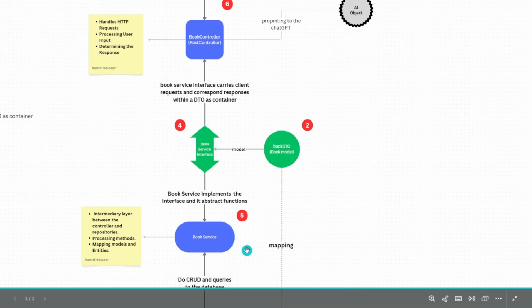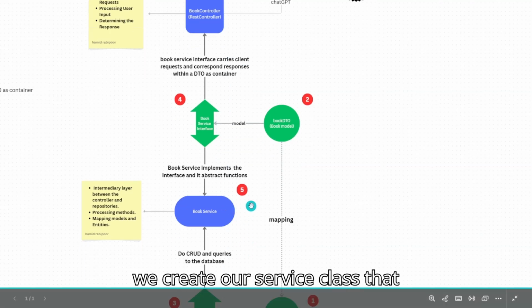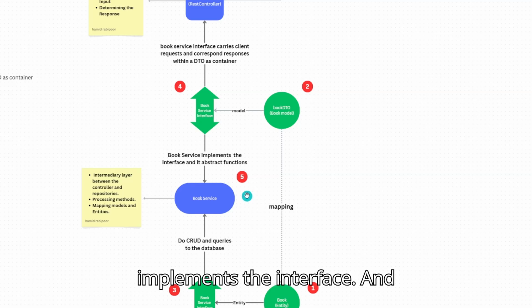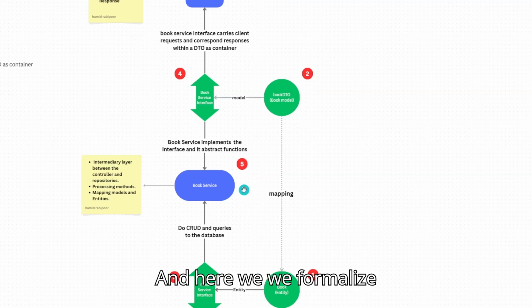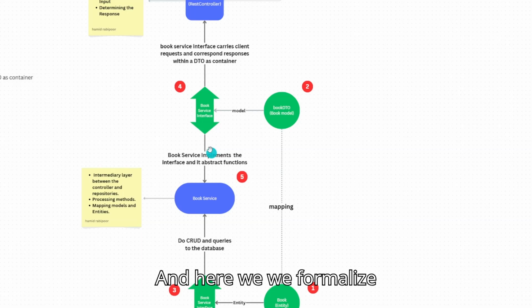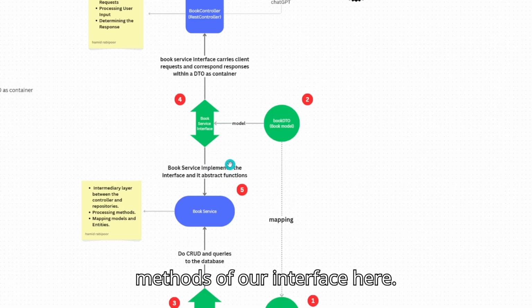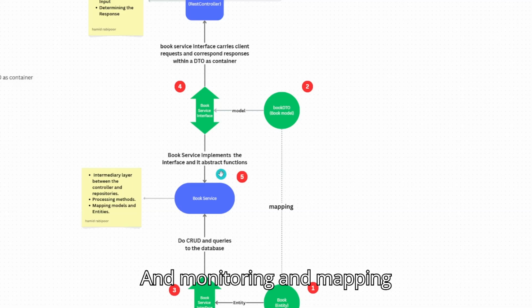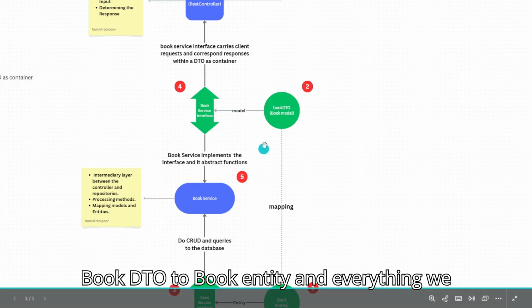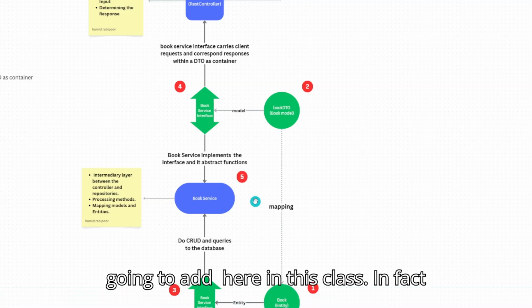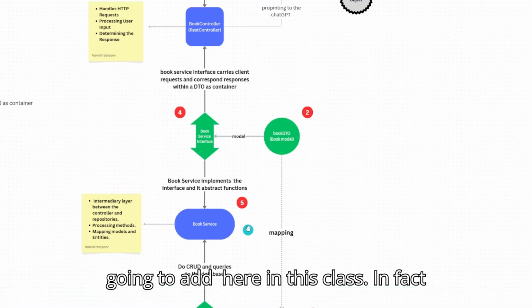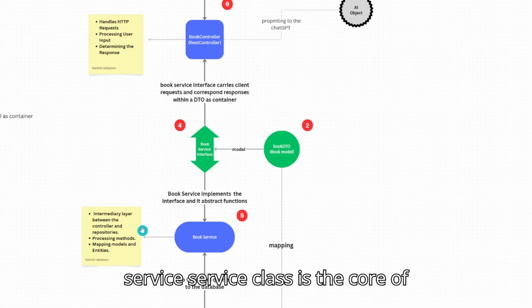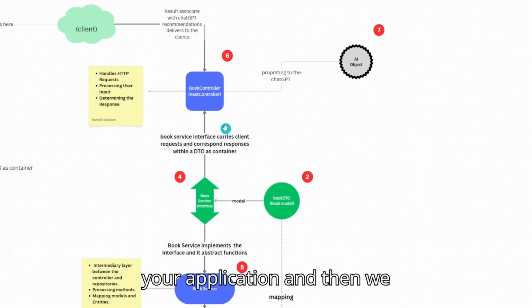At the next stage, we create our service class that implements the interface, and here we formalize the methods of our interface, and handle mapping book DTO to book entity. Everything we are going to add to our application is going to be added in this class. In fact, the service class is the core of our application.